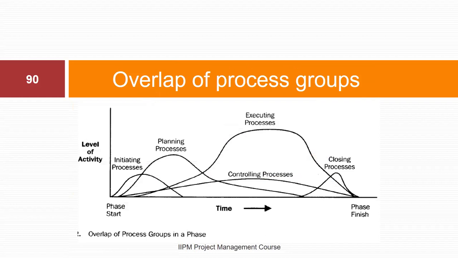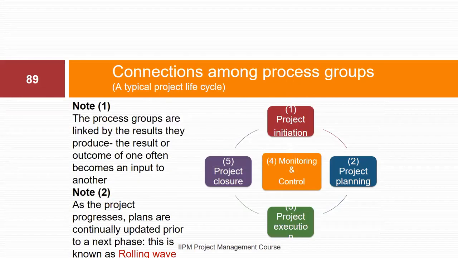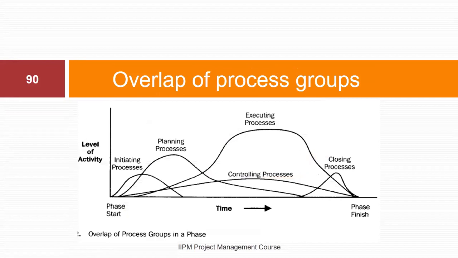So we can see graphically, what we have here on the overlap of process groups is the same thing we have somewhat here, showing the interactions, the interrelationship that exists among these process groups. Now, none of them is independent of each other. They all work together to deliver the expected results, right?